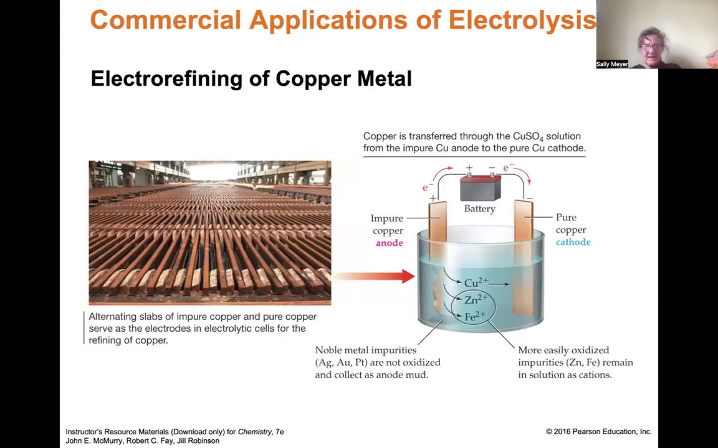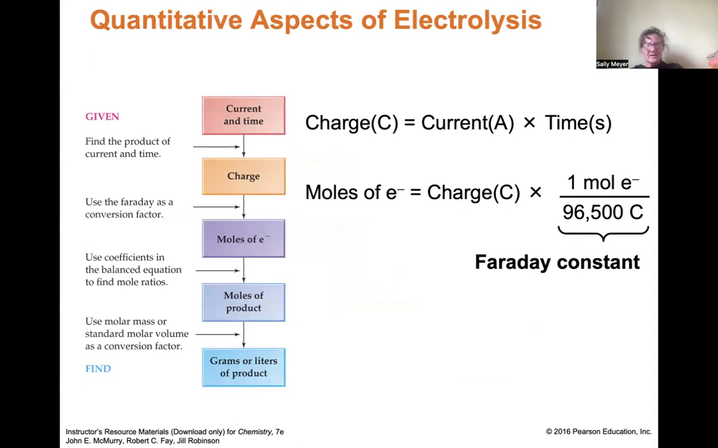And this is copper, same thing. You can use electrolysis to purify copper. And this is the quantitative aspect. So like I said, if you have aluminum 3+ and you're making it into aluminum solid, you're going to take a lot more electrons to do that. So this just gives you a flow chart for how you'd calculate a quantity. And we'll do some of these problems in class.